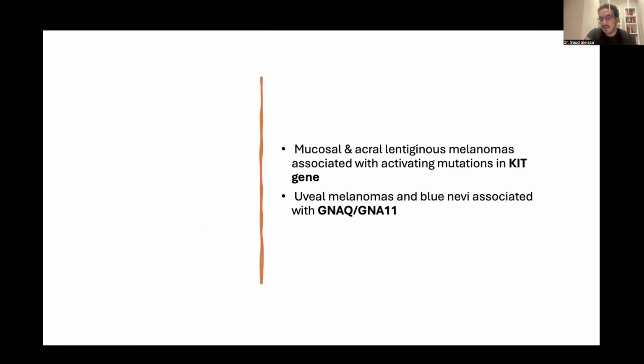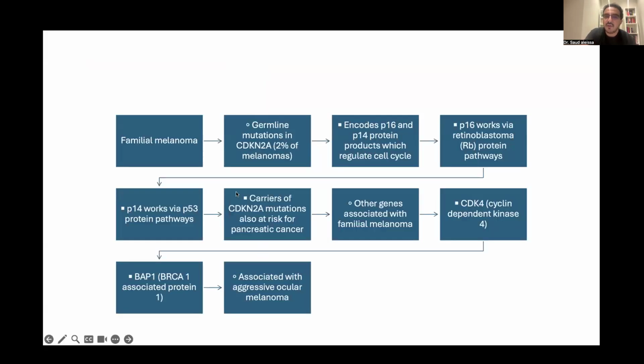Okay. Again, I don't know if there are some residents here, some board fodder. So mucosal and acral lentiginous melanomas are usually associated with KIT genes. So they ask that on boards. And uveal melanoma are associated with GNAQ and GNA11. Again, maybe more for residents who are taking boards. There are a ton of familial melanomas. CDKN2A is the big one. You just know the pathways, know the association with pancreatic cancer.